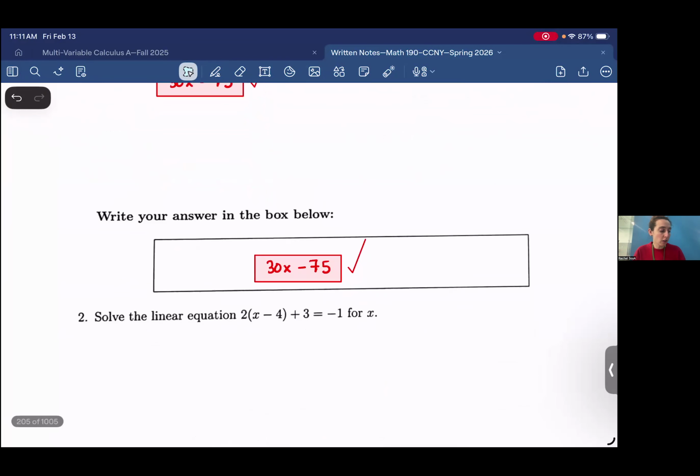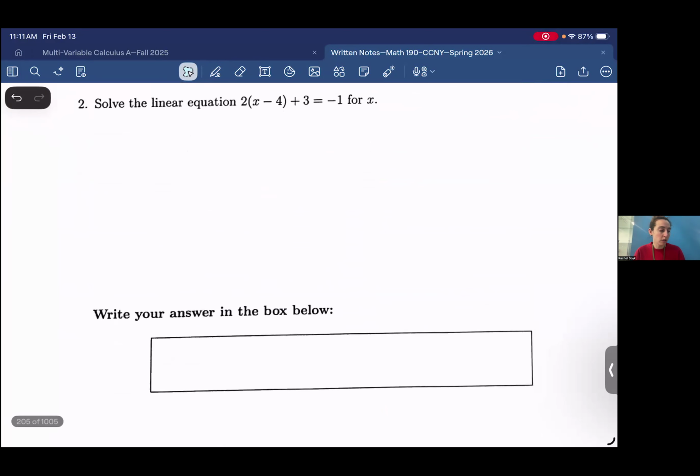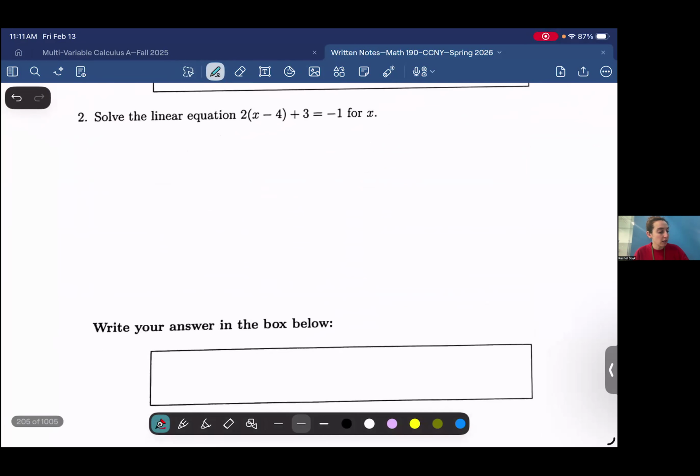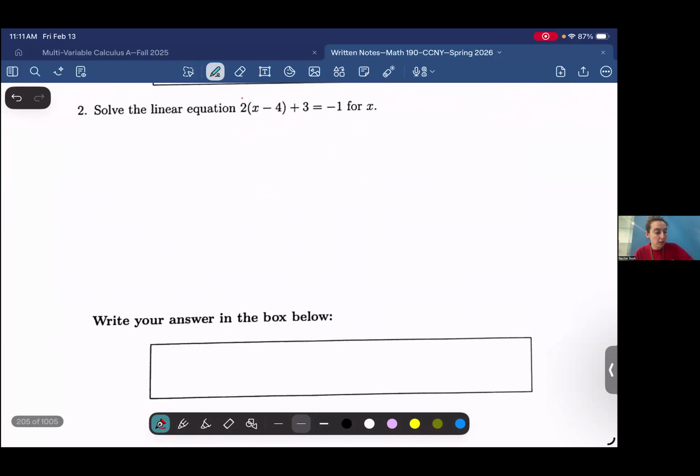Let's go ahead and move on to question 2. Question 2, we have solve the linear equation. So notice how we have some more distributive property here. I'm going to distribute that 2 to both terms so I can get rid of those parentheses. And when I do, I'm looking at 2x minus 8 plus 3 is equal to -1.